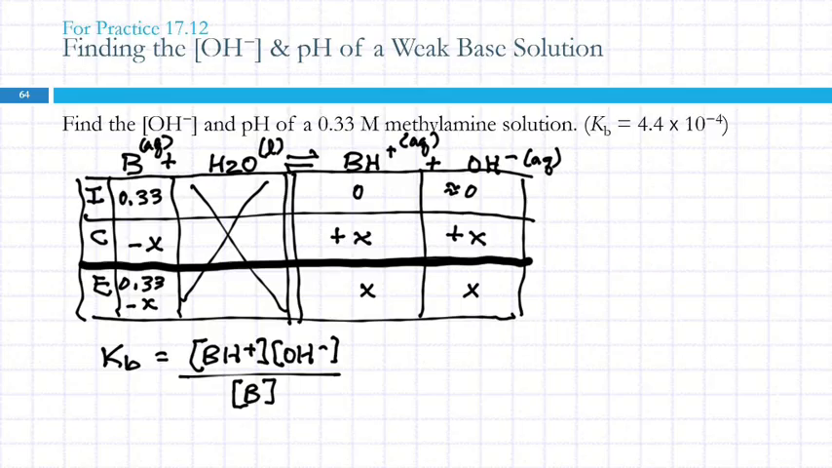I'm going to start writing up over here because I'm running out of room. So 4.4 times 10 to the minus 4. And that's going to equal BH plus times OH minus. So X times X, X squared, divided by B, which is 0.33 minus X.